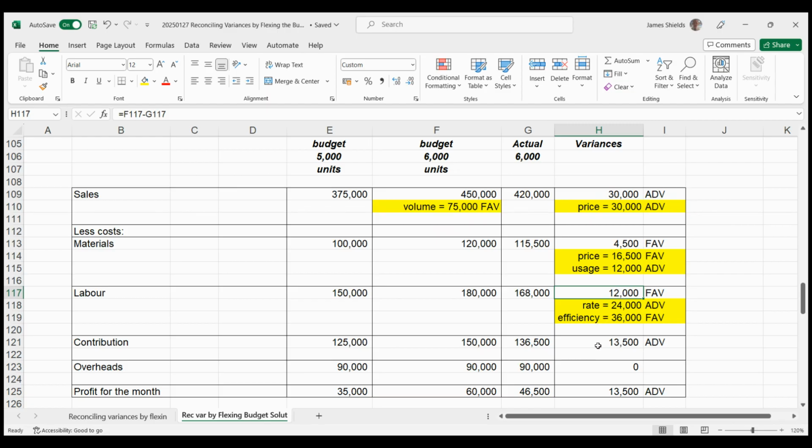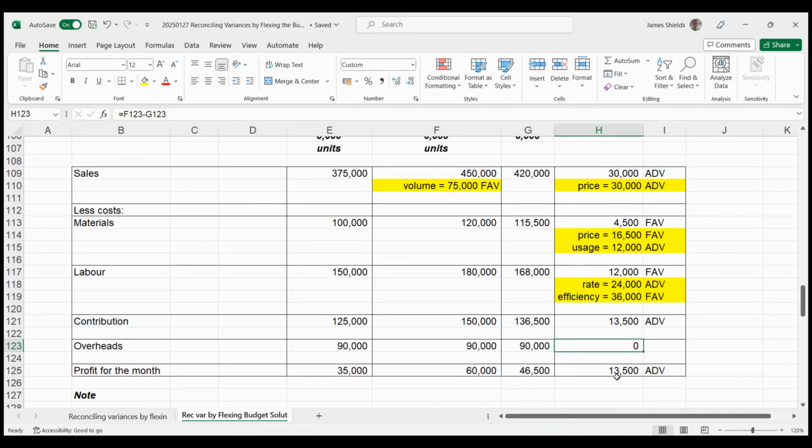So our contribution is 13,500 adverse, because the sales were 30,000 adverse, materials were 4,500 favourable, and labour was 12,000 favourable, giving us a net difference of 13,500 adverse. For the overheads, there was no variance, which gives us a profit variance for the month of 13,500 adverse. So that's the reconciliation of variances by flexing the budget.